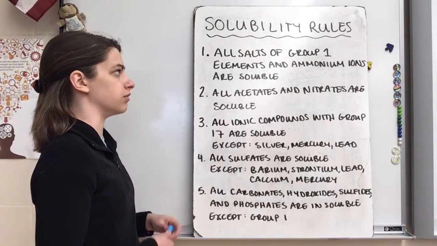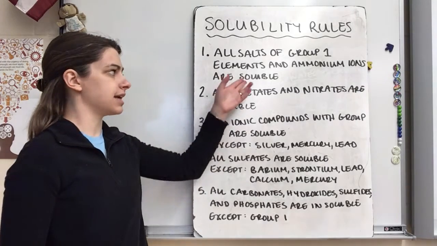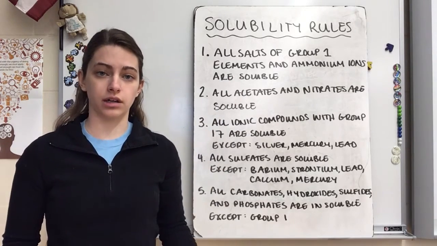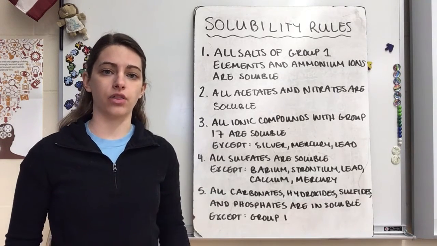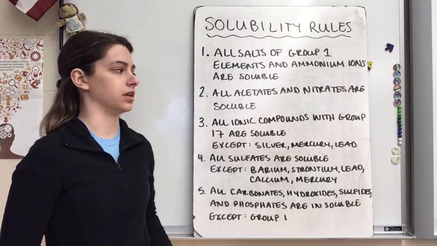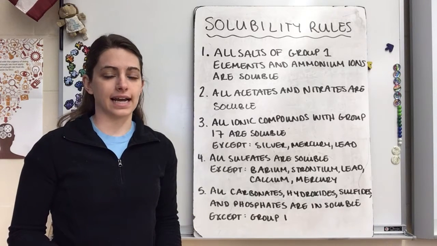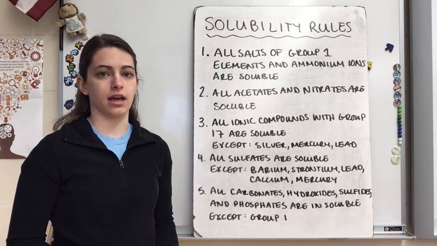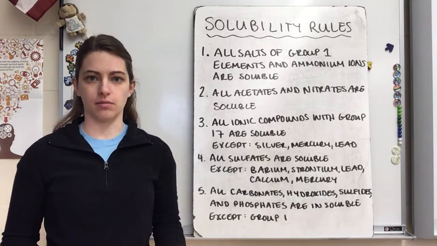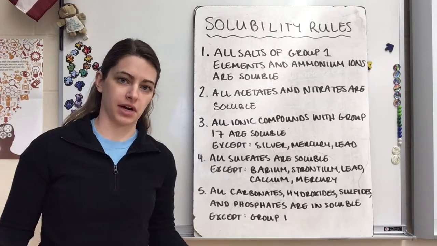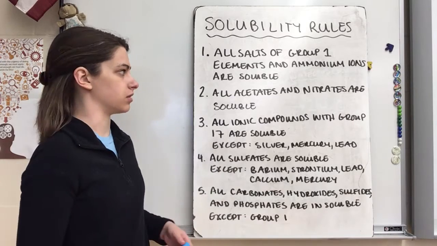First, all salts of group 1 elements and ammonium ions are soluble. Now, when we say soluble, that means it dissolves in water. That's really what we're looking at, is solubility in water. You can look at solubility in other things, but we're going to focus on solubility in water. So that means that all ionic compounds that have any group 1 elements, so that's lithium, sodium, potassium, rubidium, cesium, and francium, although you're probably not going to see francium, any of those ionic compounds are going to dissolve. So they're going to be soluble.